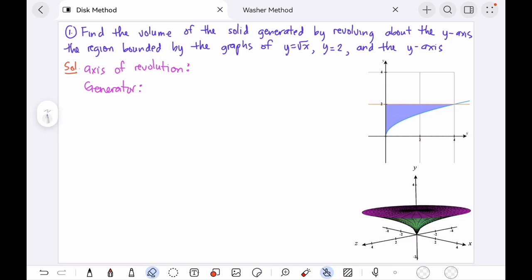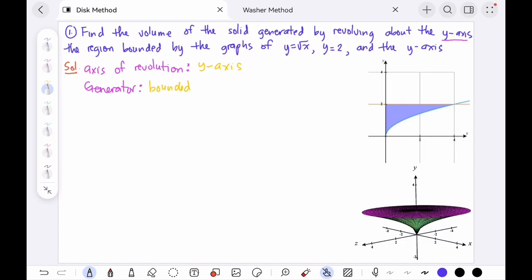Okay, let us look at this example. Find the volume of the solid generated by revolving about the y-axis. So in other words, the axis of revolution is the y-axis. So let me write that here. And the generator is described as the region bounded by the graphs of y equal to square root of x, y equal to 2, and the y-axis.